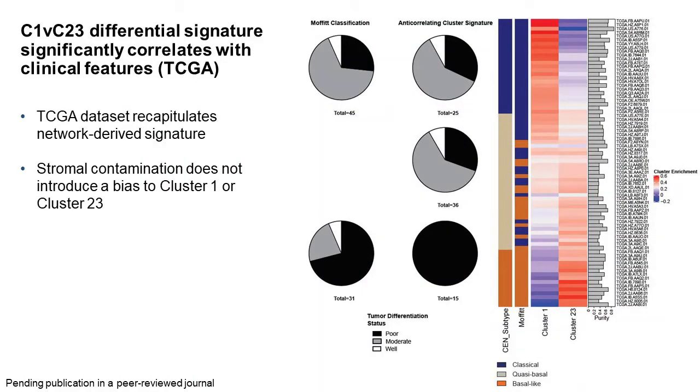We're also able to recapitulate this with patient tumors. So this is looking at the TCGA data set of high purity PDAC models. So even here, we're able to see that you're recapitulating a near perfect anti-correlation between cluster 1 and 23 enrichment. And again, we're showing this large group of tumors that are expressing both cluster 1 and cluster 23 at a partial level.